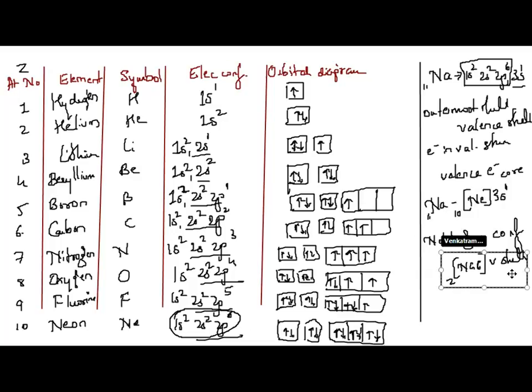Another way of representing the electronic configuration is called condensed electronic configuration. Did you all get it? One more example, take magnesium, atomic number 12. So it comes 1s2, 2s2, 2p6, 3s2.